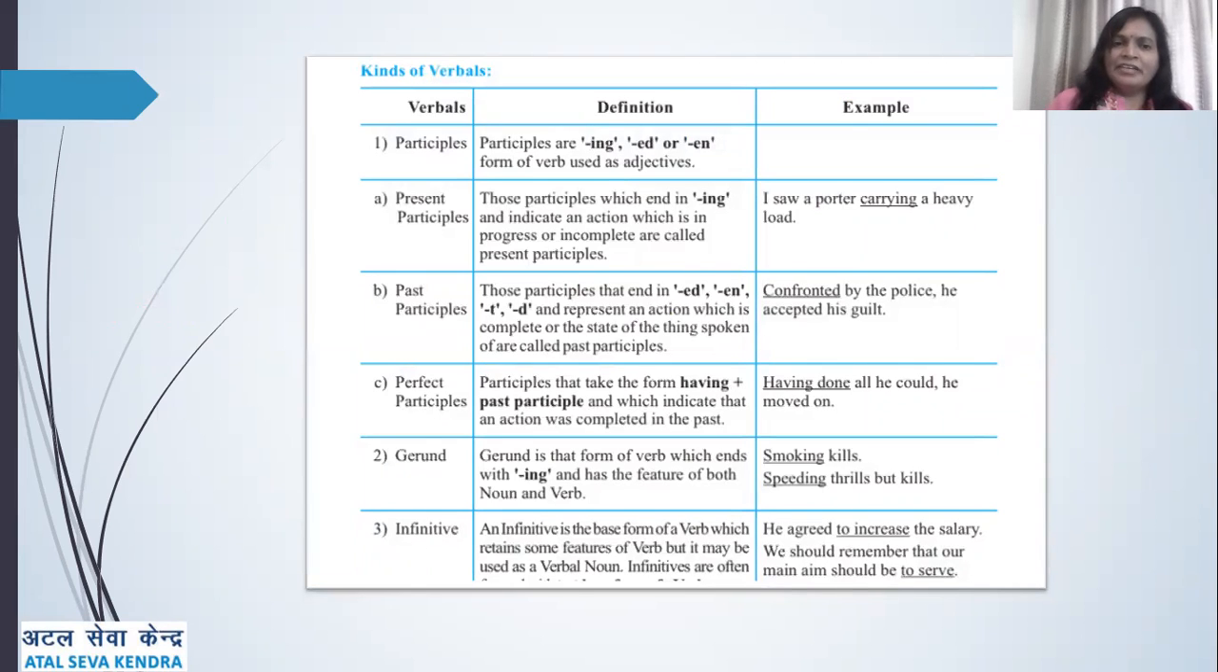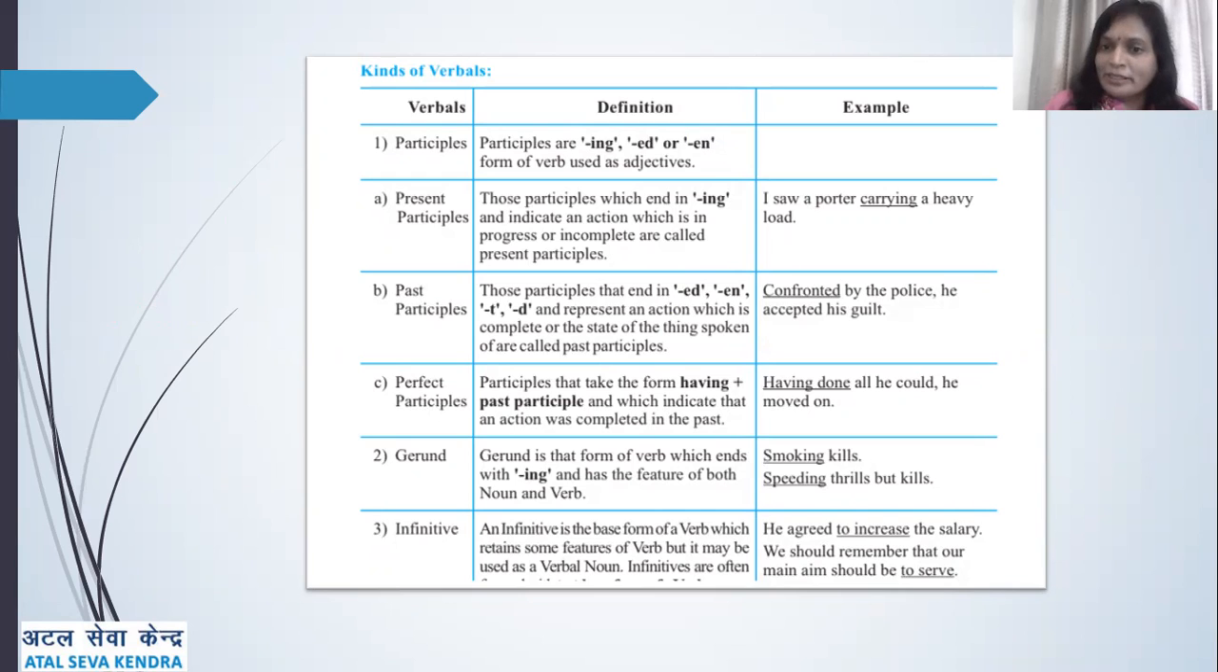There are three different kinds of verbals or non-finite verbs. They are participles, gerund, and infinitive. Participles are ing, ed, or en form of verb used as adjectives. Present participles are those participles which end in ing and indicate an action which is in progress or incomplete, as it is illustrated in this example.